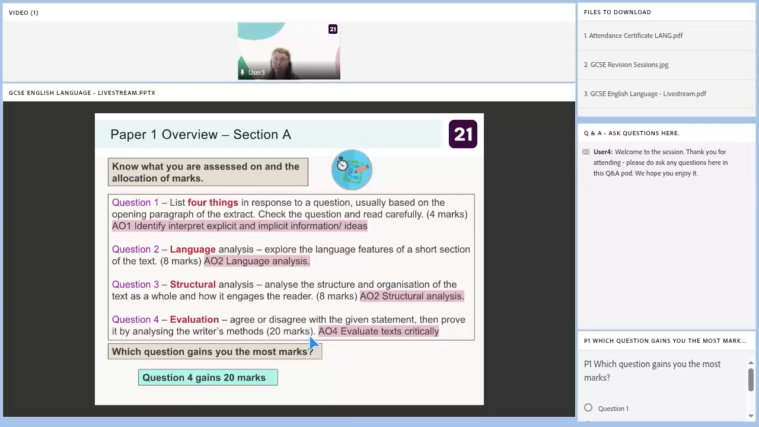So just notice the balance of marks on paper 1. There are a lot of marks for question 4. And bear in mind, this is AQA. If you are doing a different exam board, then the balance of marks may be slightly different, but the skills are the same. So thank you everyone who got involved there in the chat and in the poll.